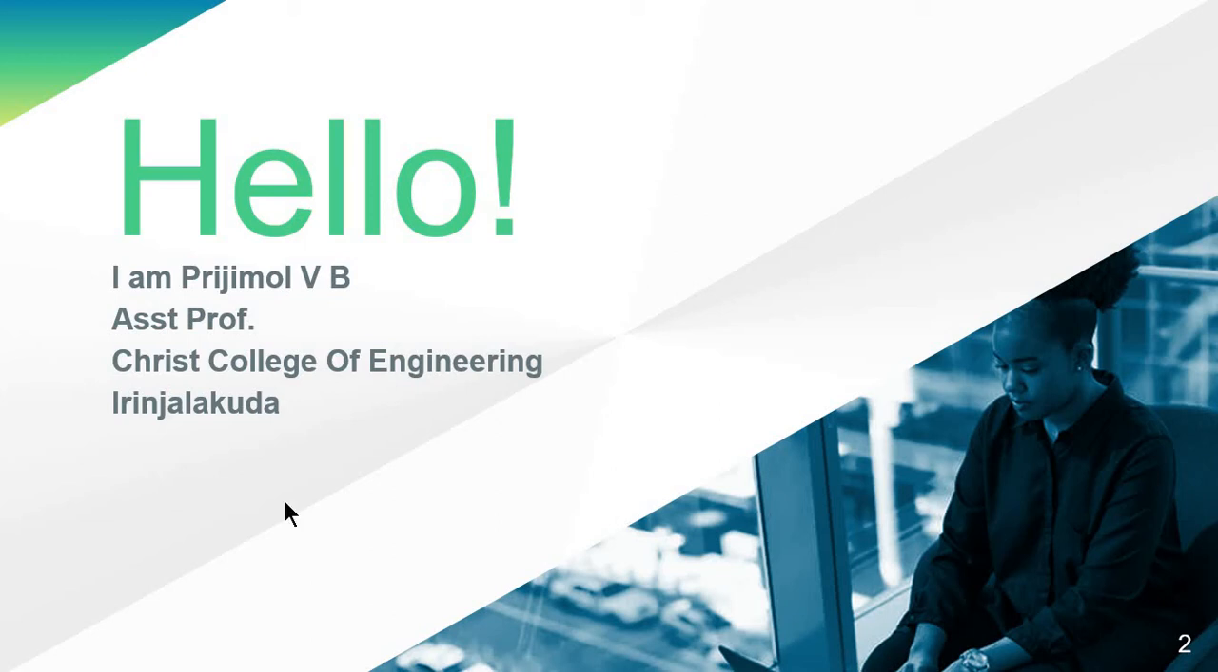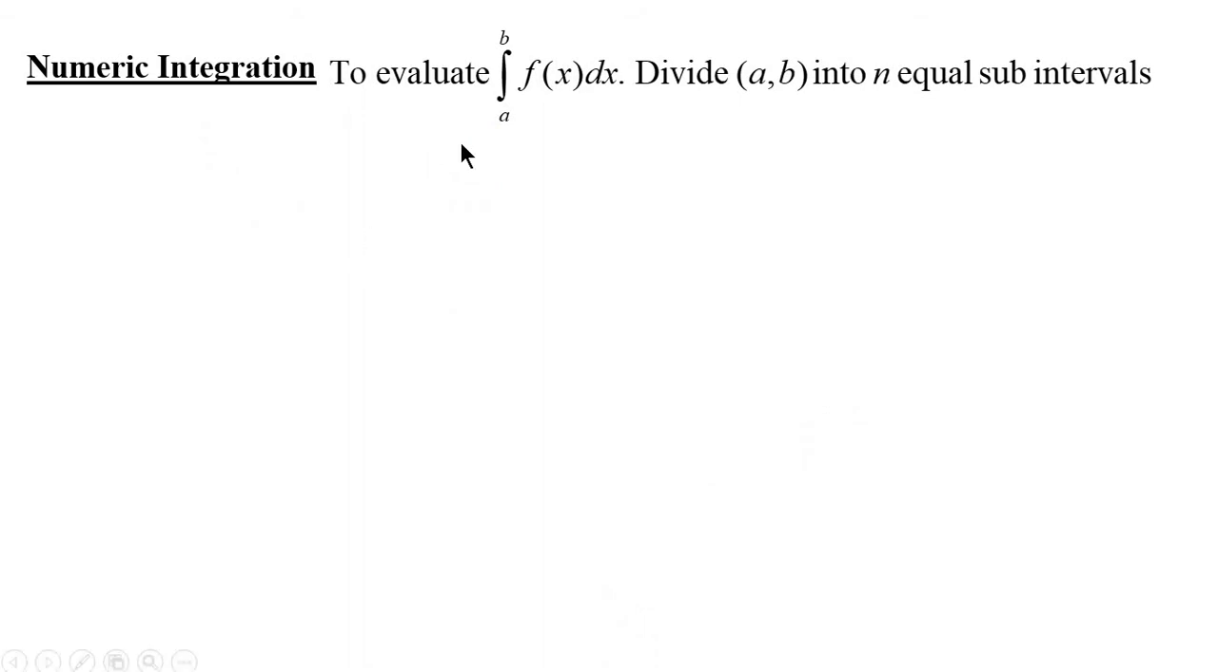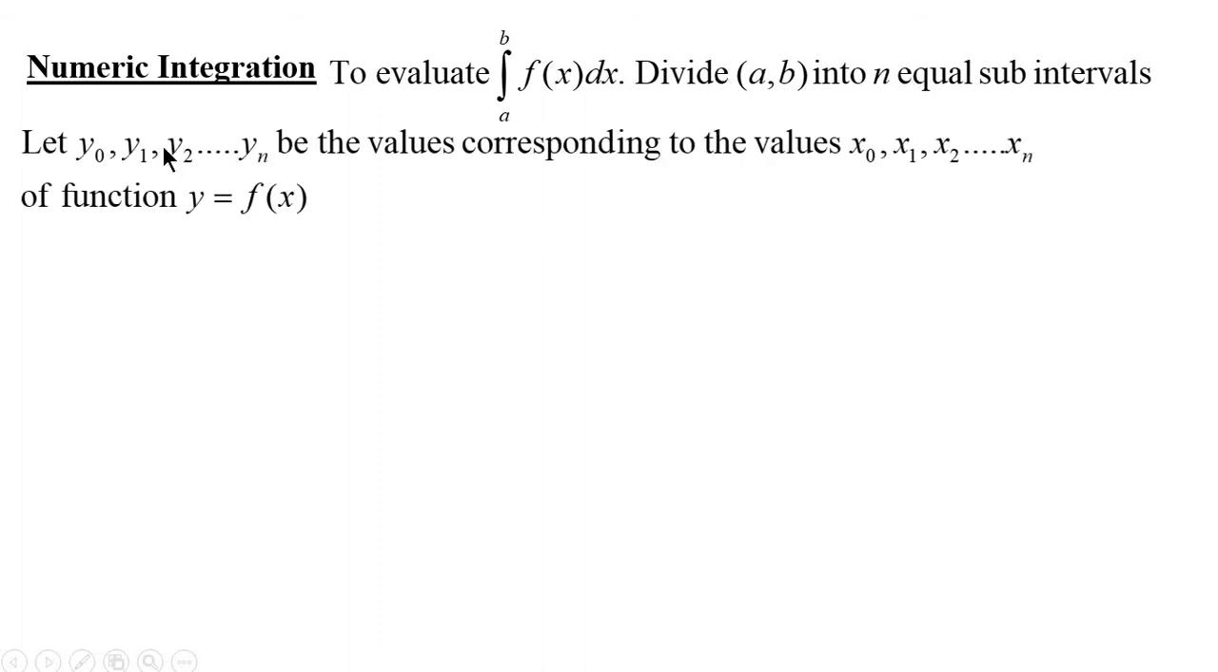Hi all, in this video I will teach you numerical integration based on the two methods: trapezoidal rule and Simpson's one-third rule. To evaluate integral a to b f of x dx numerically, let us first divide the interval ab into n equal subintervals. Let y0, y1, y2, etc., yn be the values corresponding to x0, x1, x2, etc., xn of the function y equal to f of x.